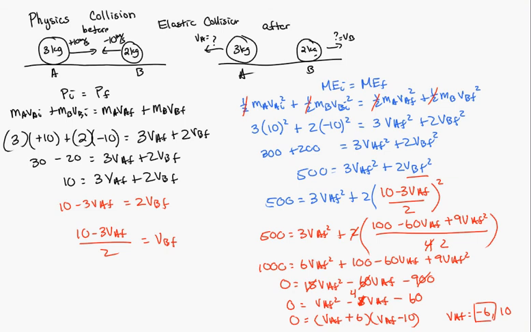Once you find that, you can plug it back into this equation. So 10 minus 3 times negative 6 over 2. And that will be, let's see, 10 plus 18 over 2. And then that will give me 14 for VBF. So we have positive 14 meters per second for VBF, negative 6 meters per second for VAF.